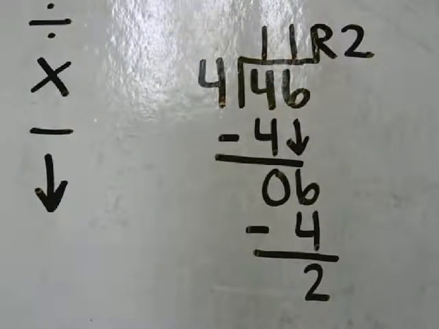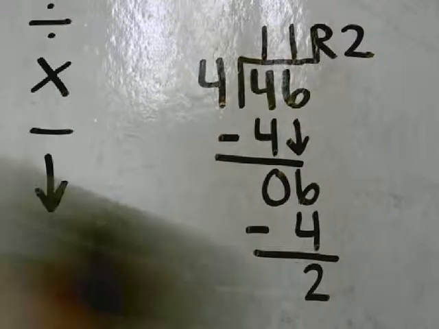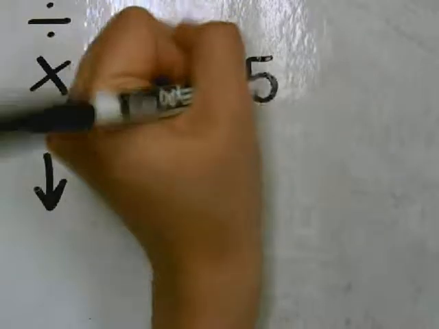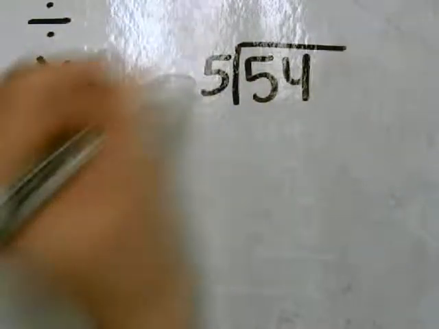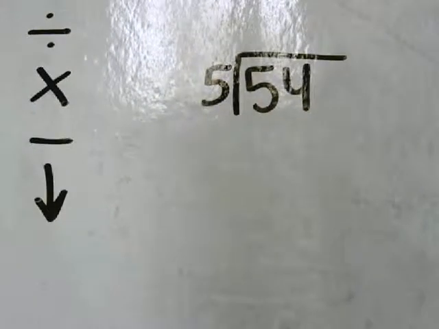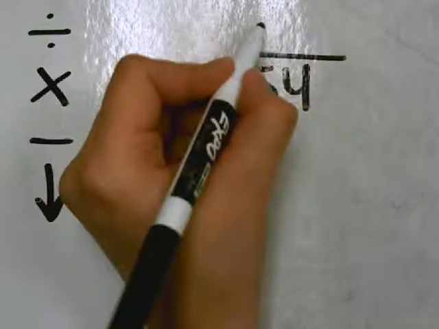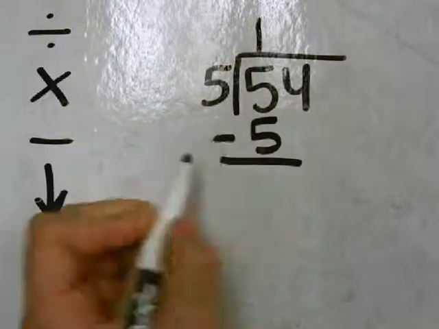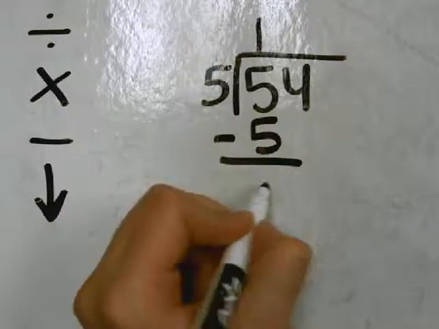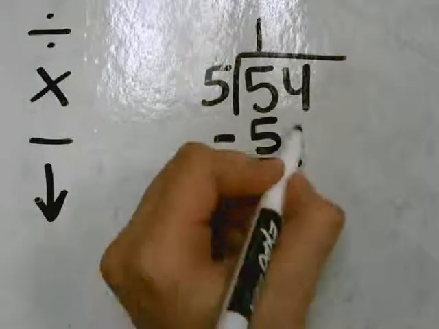Let's try a little bit trickier one. If we have 54 divided by 5. So the first thing we're going to do is do 5 divided by 5, and that's 1. And 1 times 5 is 5. And now we need to subtract. 5 minus 5 is 0. And then bring down the next number, which is 4.